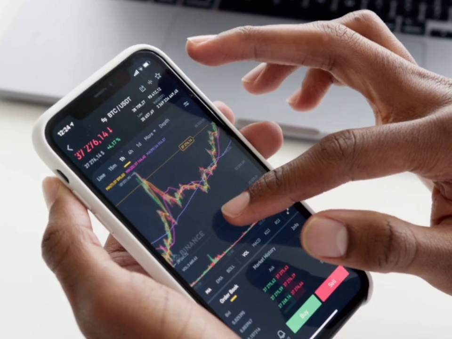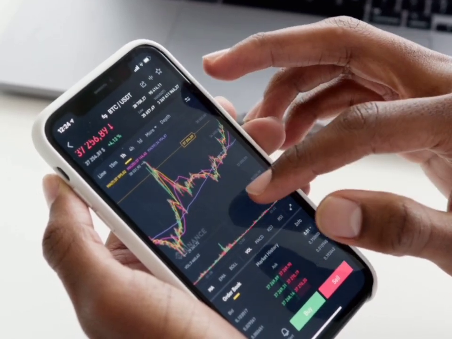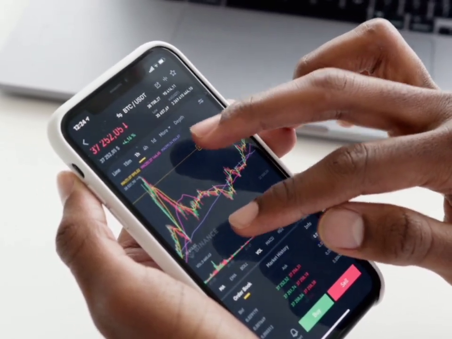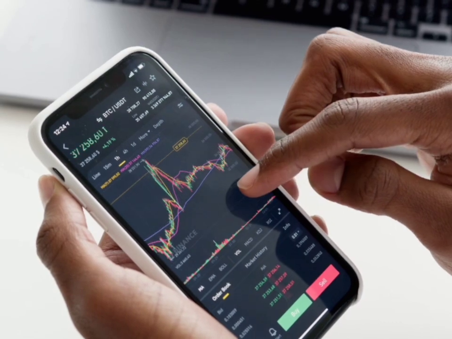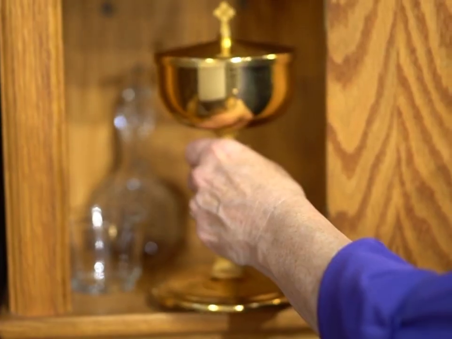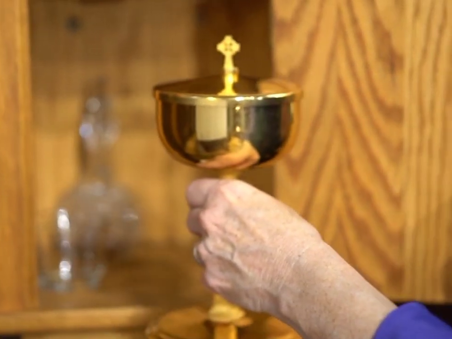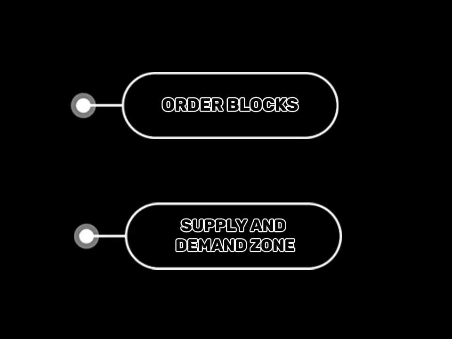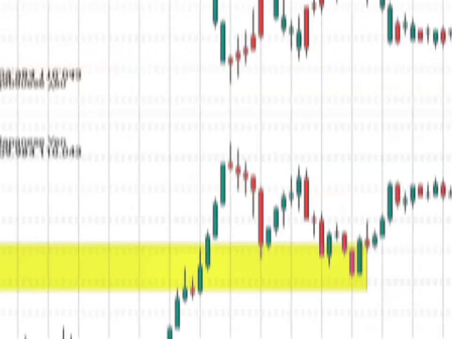So, let's talk about order blocks and supply and demand zones. Look, if you've been trading for more than 5 minutes, you've probably heard people screaming about these zones like they're the holy grail of trading. And honestly, they're not wrong. Both order blocks and supply and demand zones aim to highlight areas on the chart where price is likely to do something interesting: reverse, consolidate, or break out.